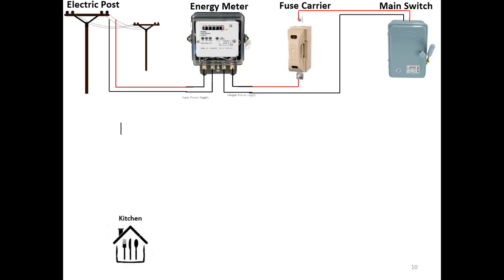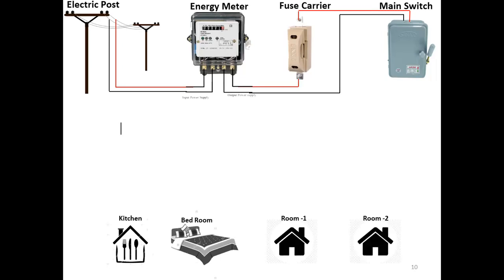Let us assume in our home we have one kitchen, then a bedroom, then one more room, maybe a hall, then one more room upstairs or anywhere. So 4 rooms are available, and we need to give supply to all the rooms. In the kitchen we have so many appliances. In the bedroom we have so many appliances, including AC and all. So lighting load, fan, everything. Similarly room 1, room 2. So we need 2 terminals, phase and neutral, for each room.